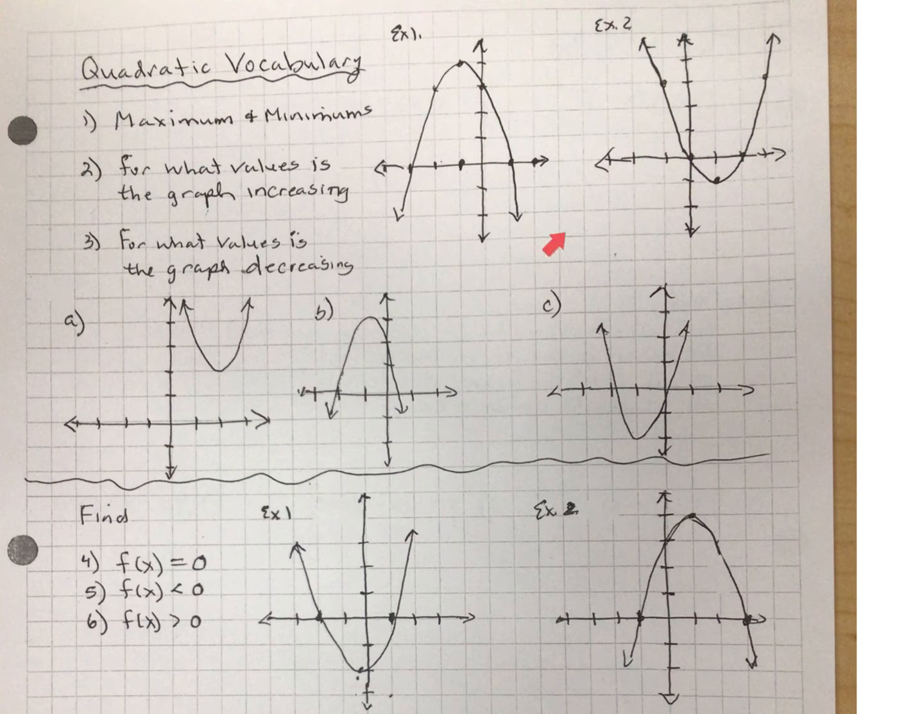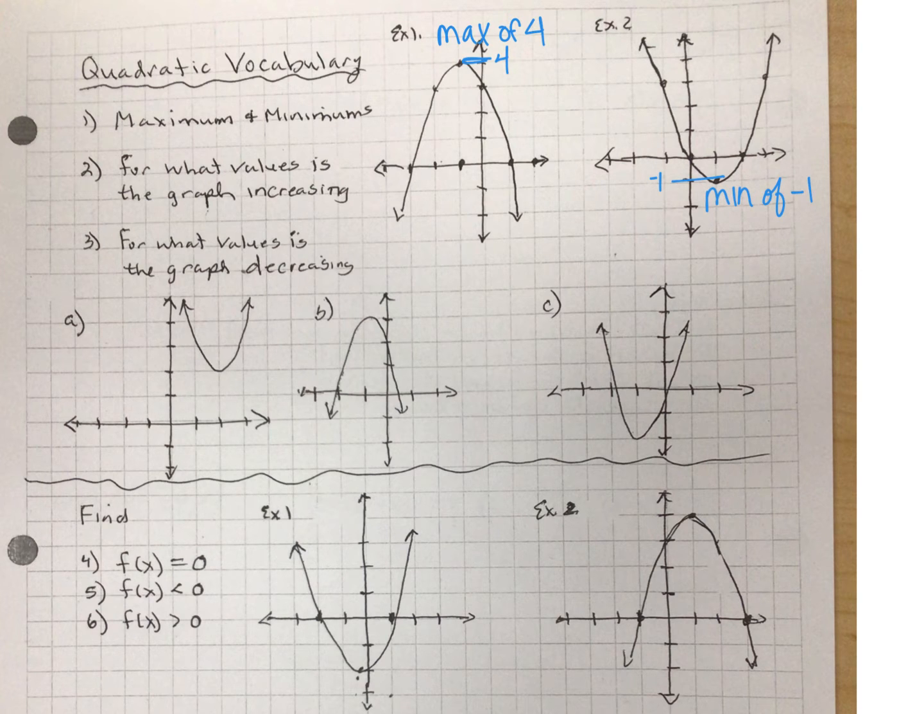Does this graph have a maximum or a minimum? It has a maximum because it's the highest point, right? And what is the y value of that highest point? Four. So this graph has a max of 4. It's the y value, the maximum. How about example two? Good. A minimum of negative 1.